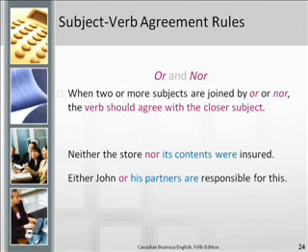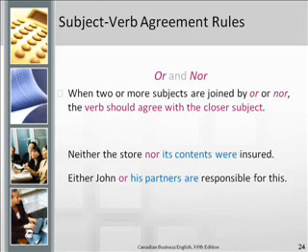Let's finish this presentation by looking at the words or and nor used in a sentence to join subjects. When this happens, the verb should agree with the closer subject. In the first example, neither the store nor its contents were insured. There are 2 subjects joined by the word nor. The subjects are store and contents. Store is singular, contents is plural. The verb were also needs to be plural because the subject contents is actually closer.